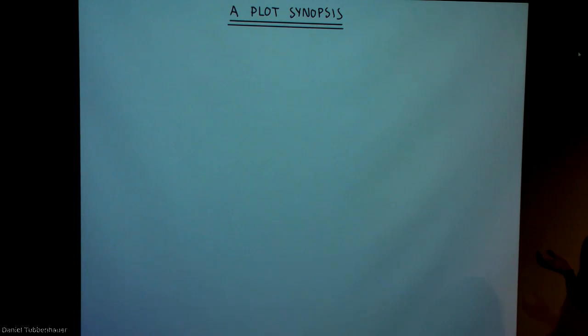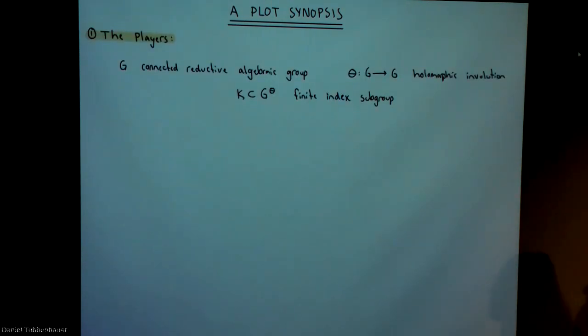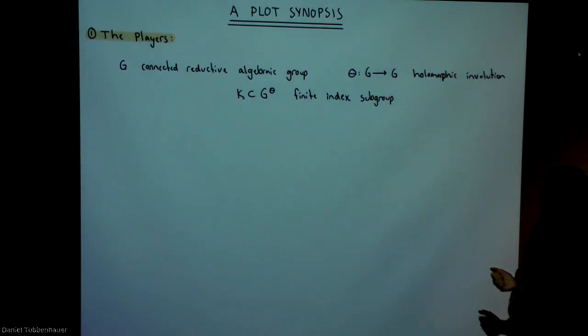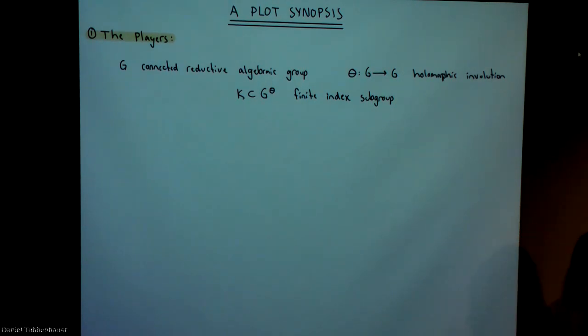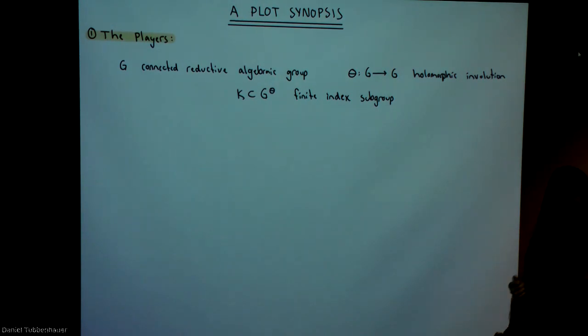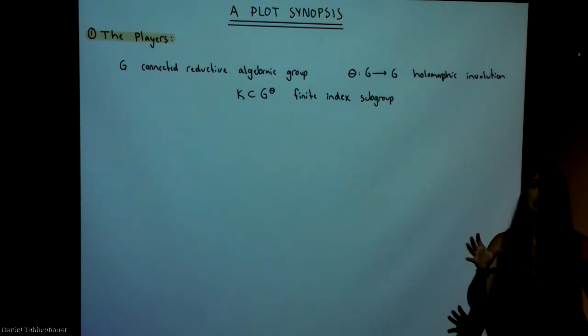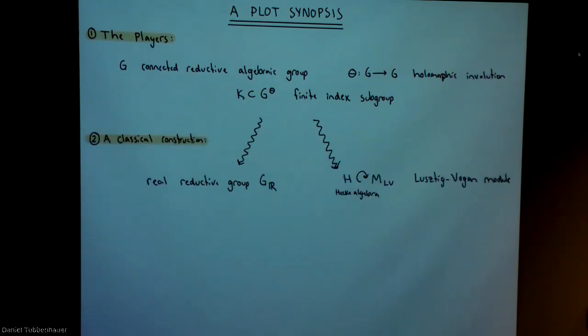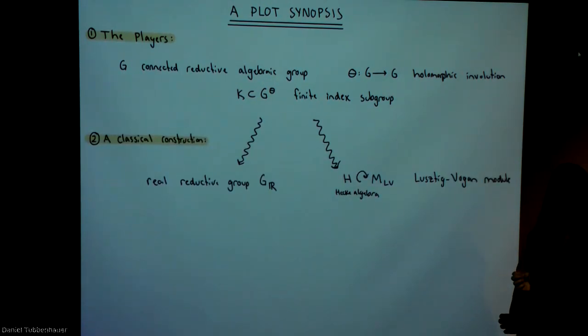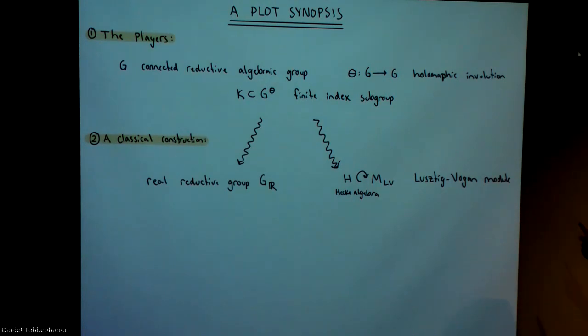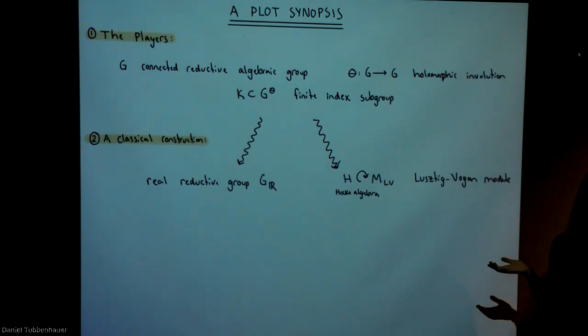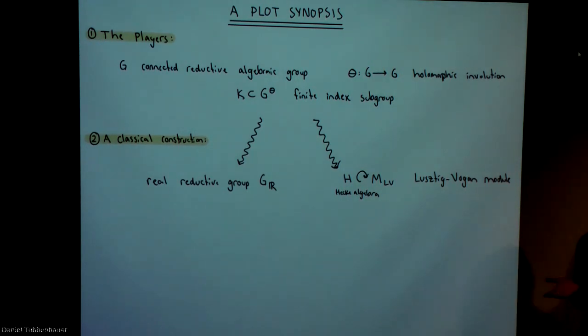Okay, so I'll start with an overview. So here's a plot synopsis of what I'm talking about. The beginning are these pieces of data. So if we start with a connected reductive algebraic group, a holomorphic involution of it, and some finite index subgroup of the fixed points under that involution, from these three pieces of data, we can construct two things via two very classical constructions. So the first is associated to these three things, there's some real reductive group. And then also associated to these three things is a certain module over the Hecke algebra.